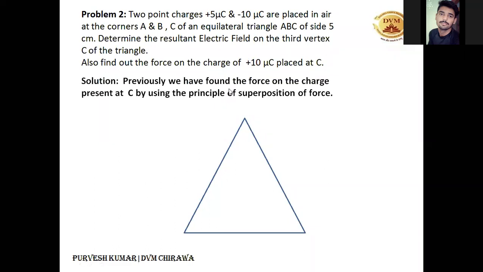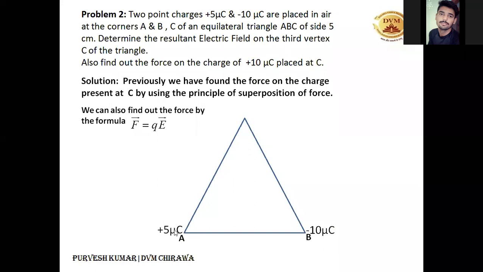Previously, we found the force on the charge present at C by using the principle of superposition of force. That is the force on the charge due to one charge, then the force due to another charge, and then the vector sum of them. We can also find the force by the formula F is equal to Q into E. So if I know the electric field at a point, I can easily find the force on the charge placed at that point by multiplying the electric field with the charge placed there. That thing we have discussed in our previous classes. So let's just write out the charges. These are the two charges which are placed at A and B.